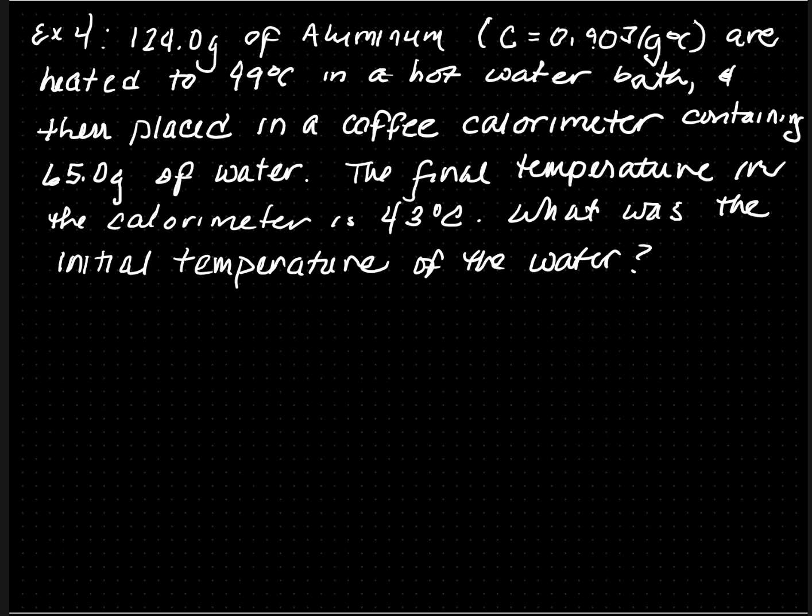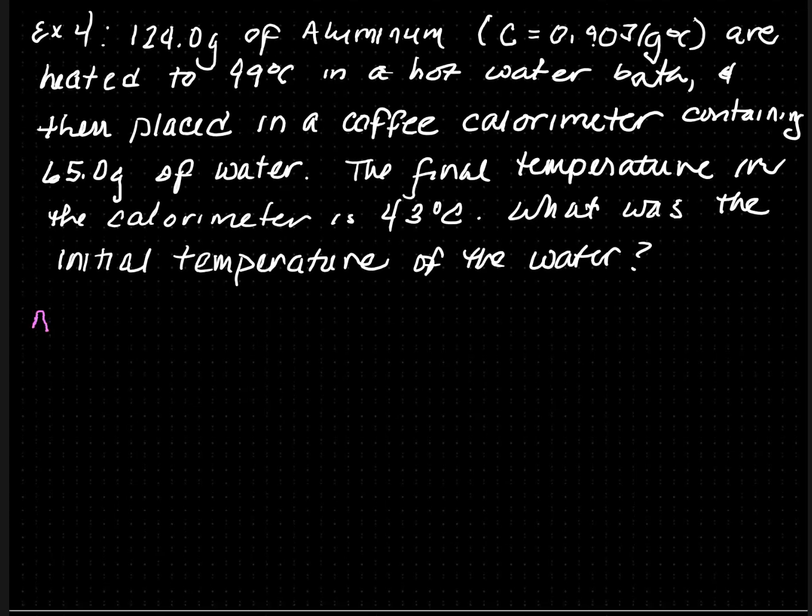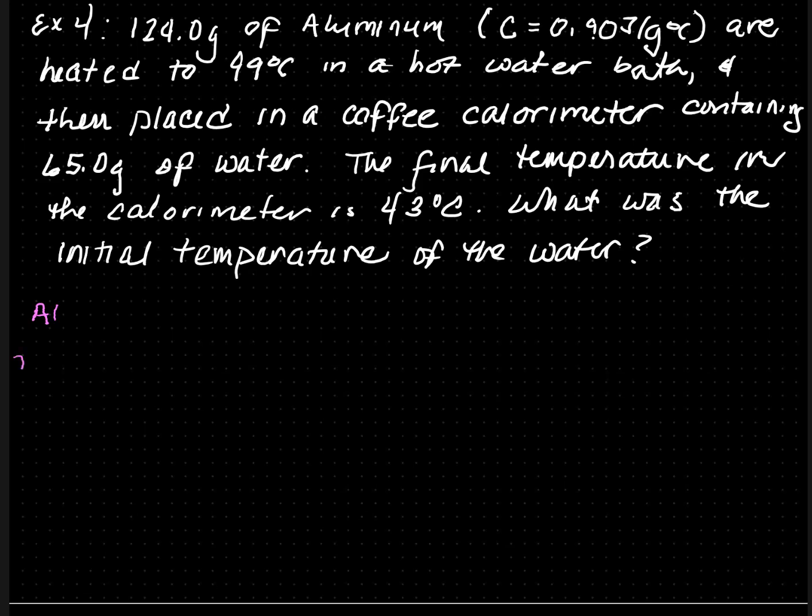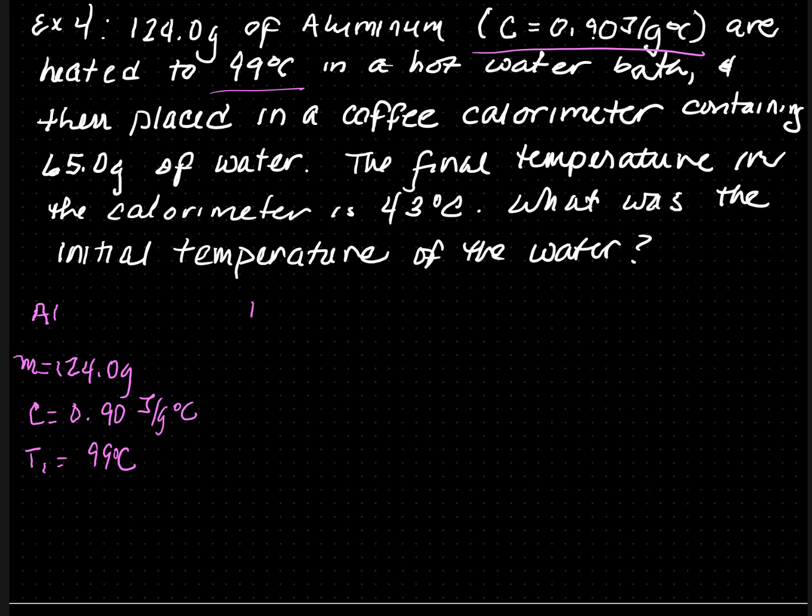Pause the video, try this problem on your own, and then check your answer. So here we have 124 grams of aluminum. So I know aluminum has a mass of 124.0 grams. They gave you a C of 0.09 and it's heated to 99, so that's my initial temperature. In a hot water bath and then placed in a coffee calorimeter containing 65 grams of water. So we have a second substance, which is water, and we know water has a mass of 65 grams.